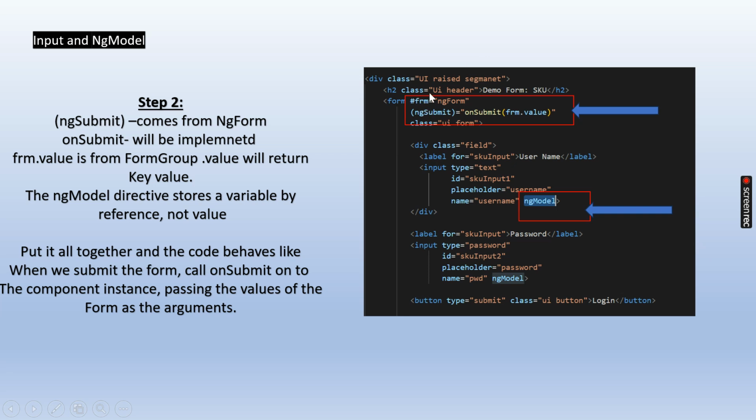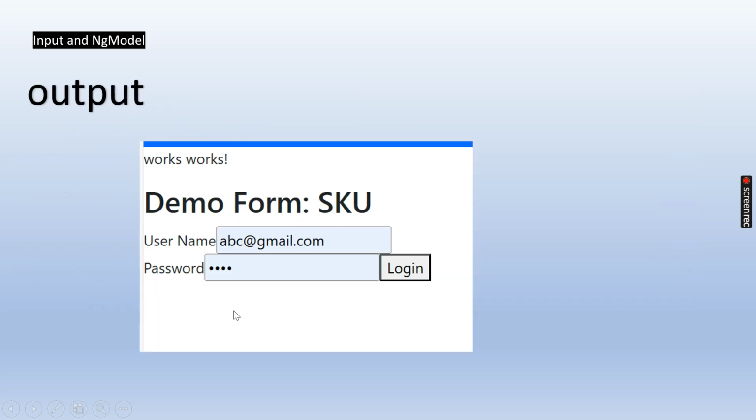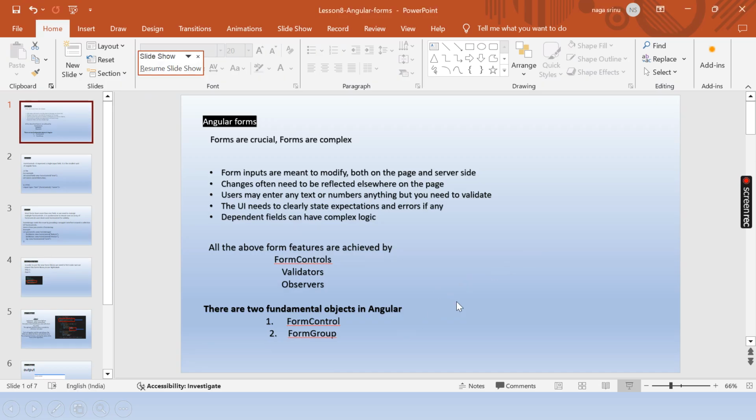If you can see class UI header, no CSS is implemented. Class UI form, no CSS implemented. And div class equal to field, no CSS is implemented. So this is how the form will look. Go to the application, you will be able to see it.